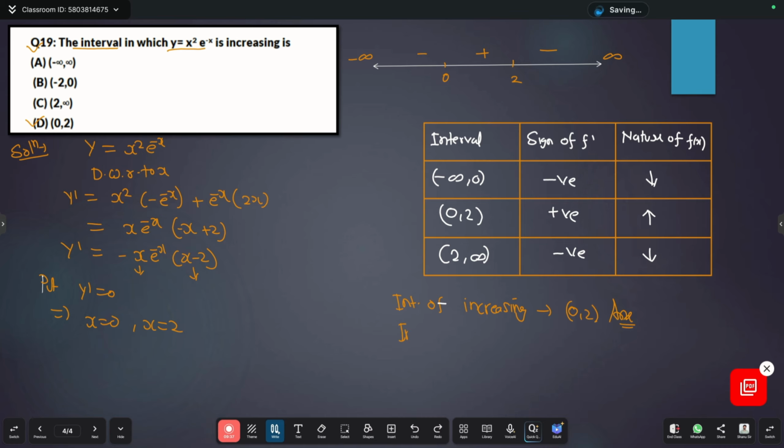You can also write the intervals of decreasing. There are two intervals: minus infinity to 0 and 2 to infinity.